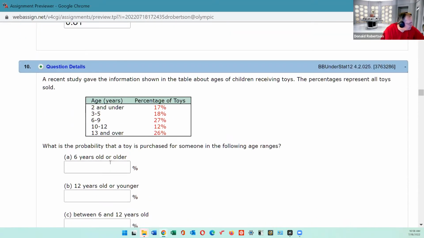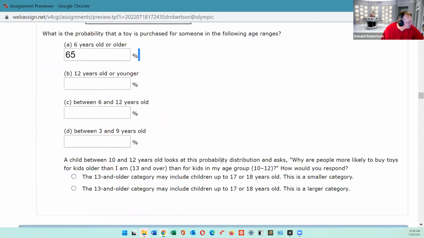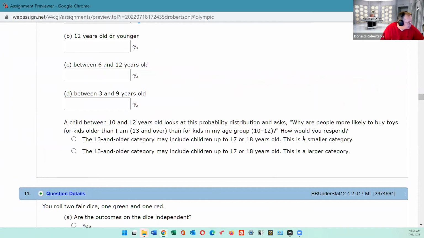Now, if someone said to you, what is the probability that a toy is purchased for someone who's 6 years or older? In this table, 6 years or older happens to be all of those people, isn't it? All those kids, right? 6 or older. So that's going to be 20, 30, 40, 50, 58, 65, I believe. 65%. And I'll let you play with that one.